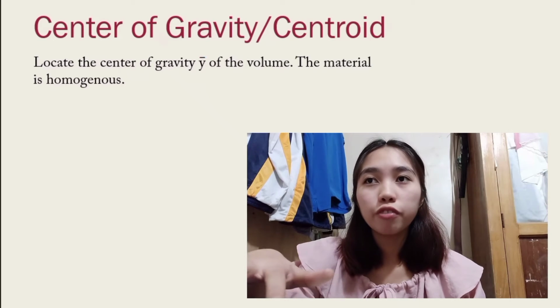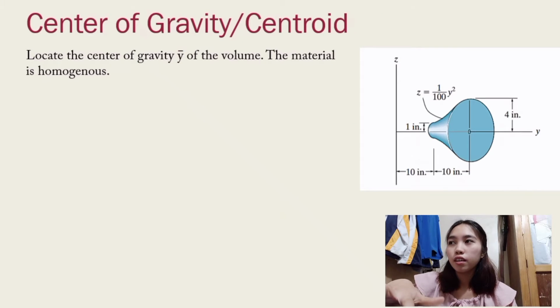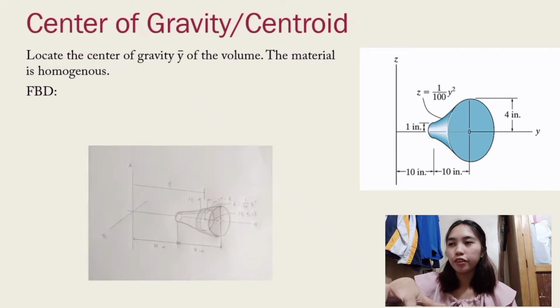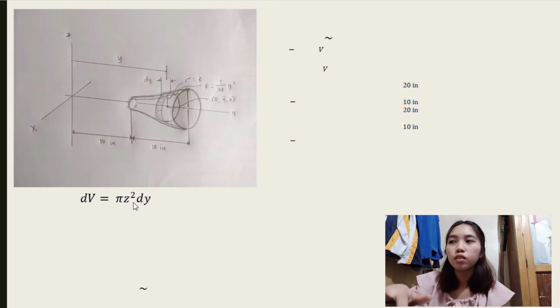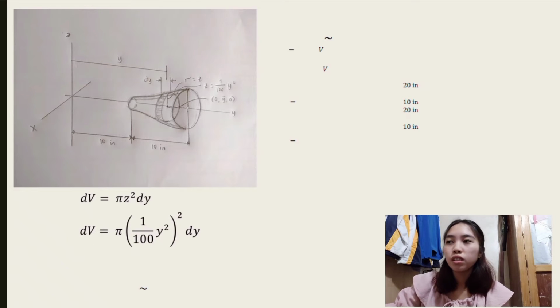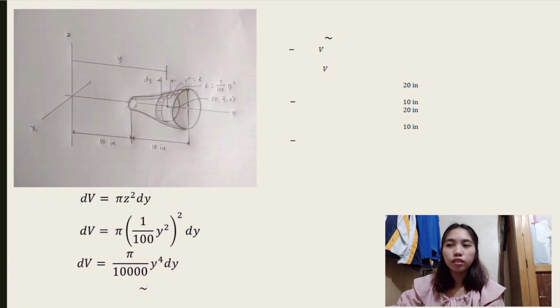So this is the figure of the problem, and this is the free body diagram. This formula was based on the area of a circle. So the area of the circle is pi r squared, right? Instead of r, we change it into z to get the dV. So we substitute the value of z here. z is equal to 1 over 100 y squared, and then we just have to square it. So the value of dV is equal to pi over 10,000 y to the 4th dy.